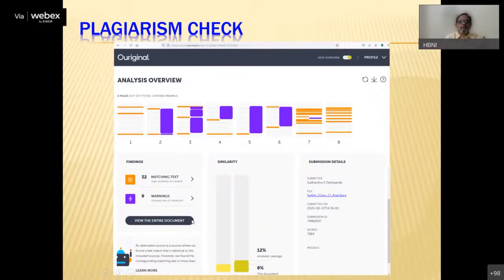And where did this 8% similarity come from? Like my affiliation, which will be the same in all the journals. Then a lot of references. A lot of references, of course, will appear in many other journals also. And so this is not real plagiarism.